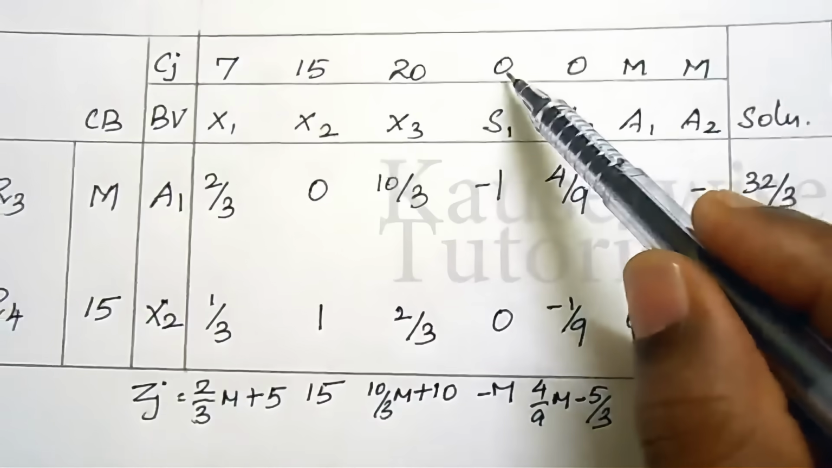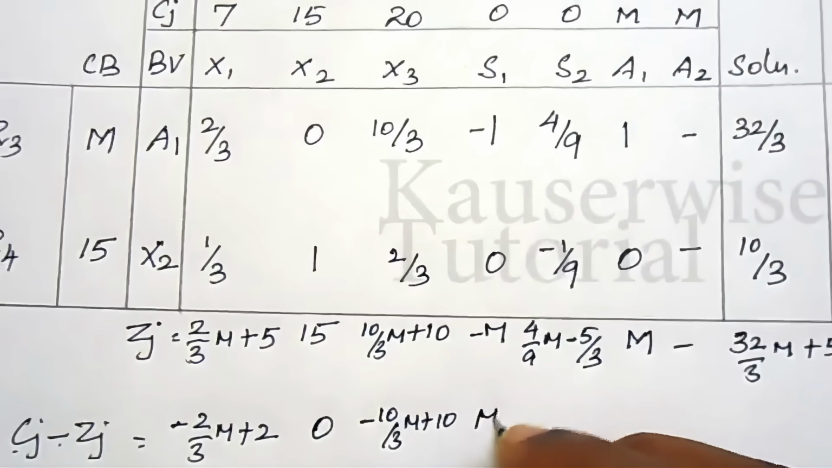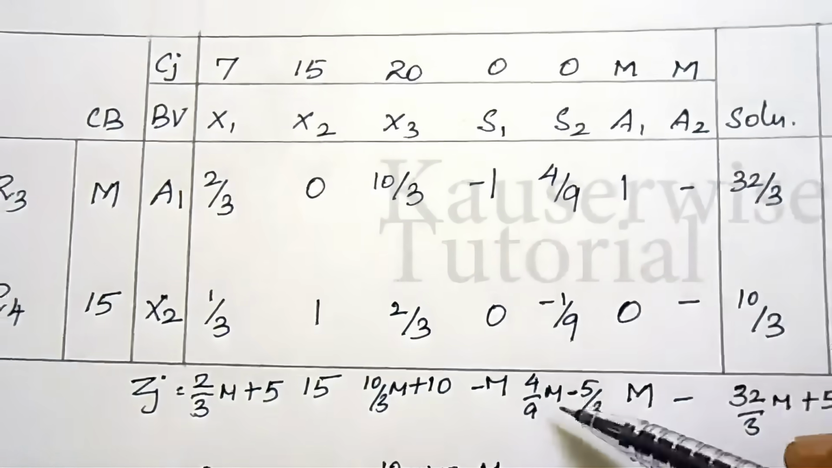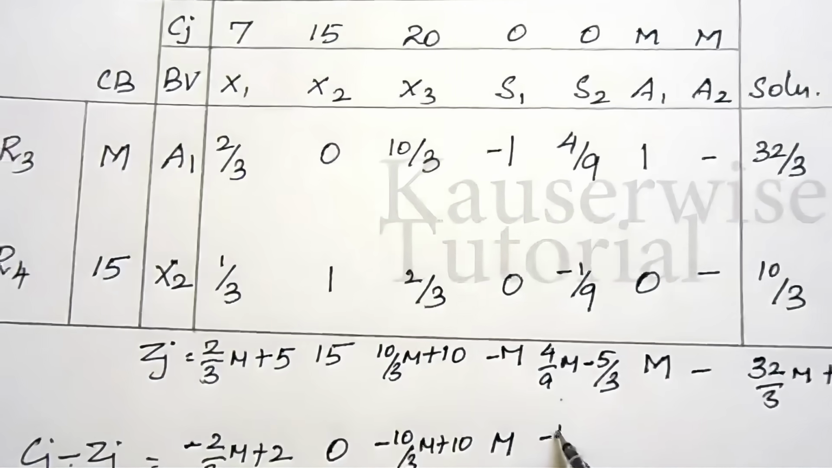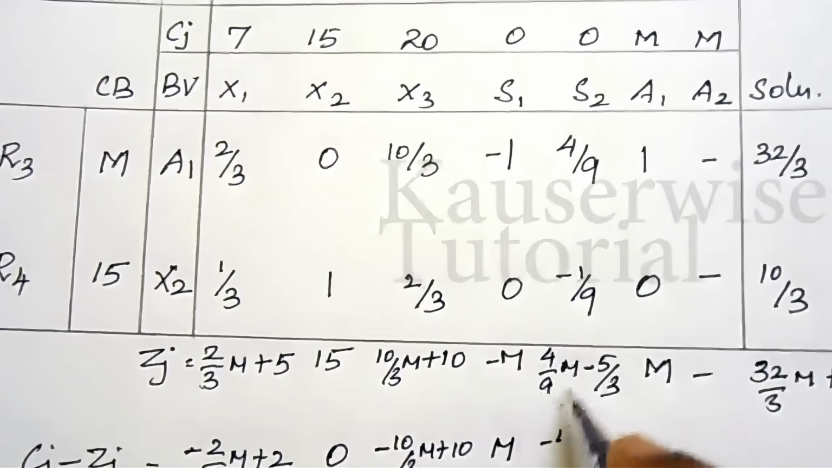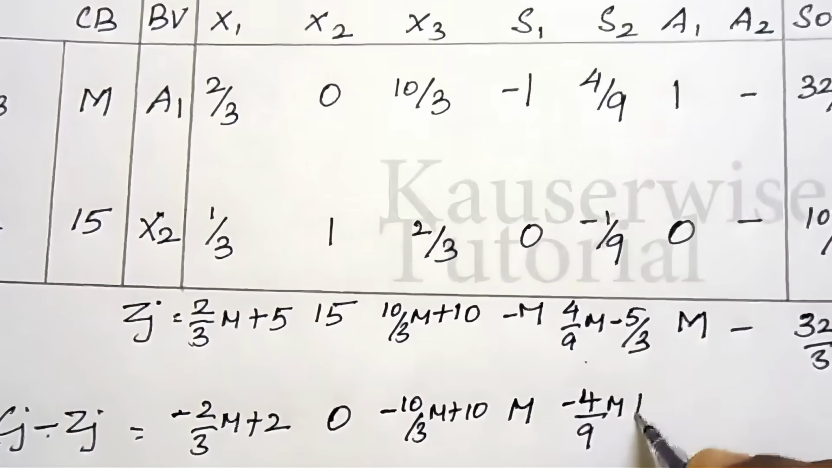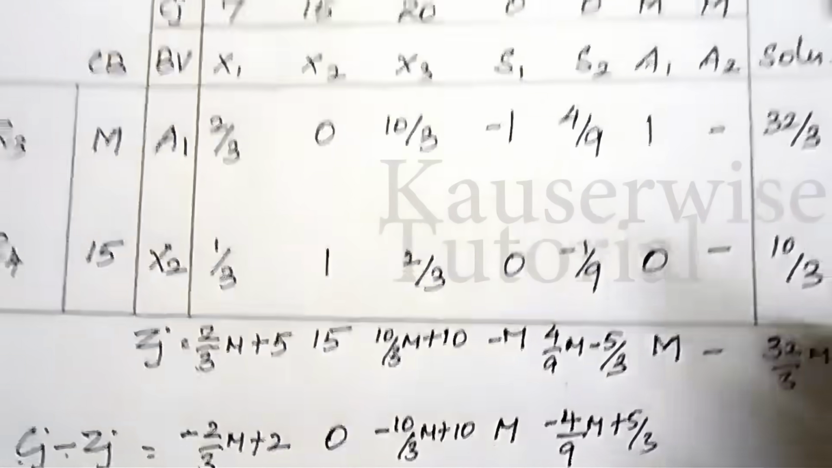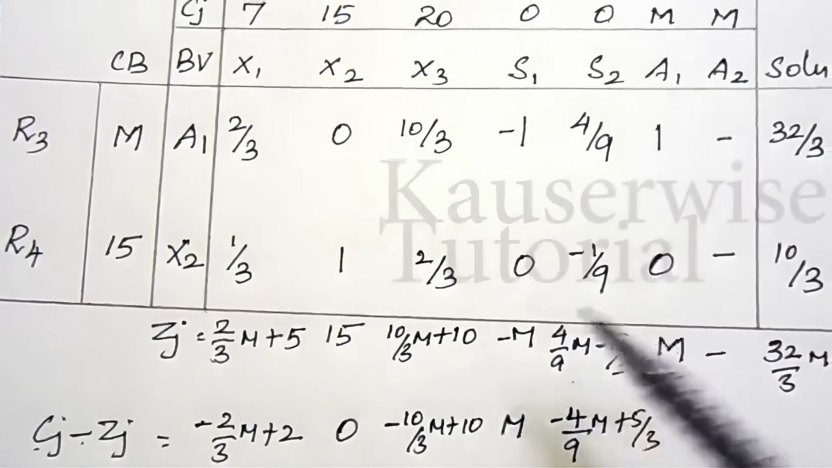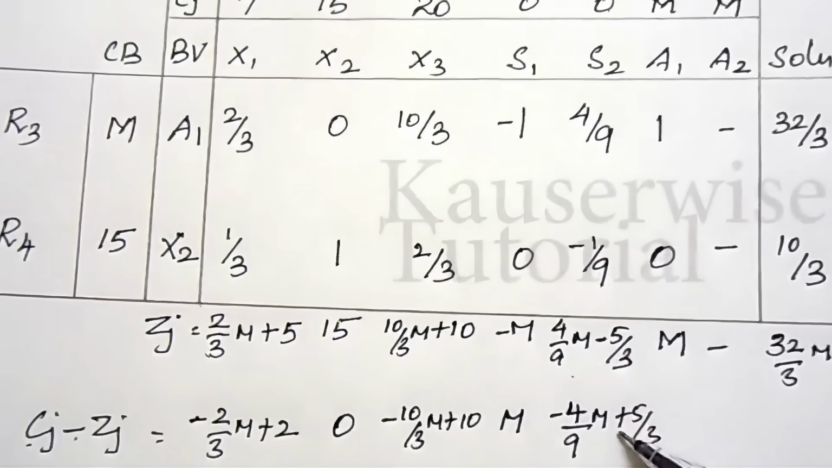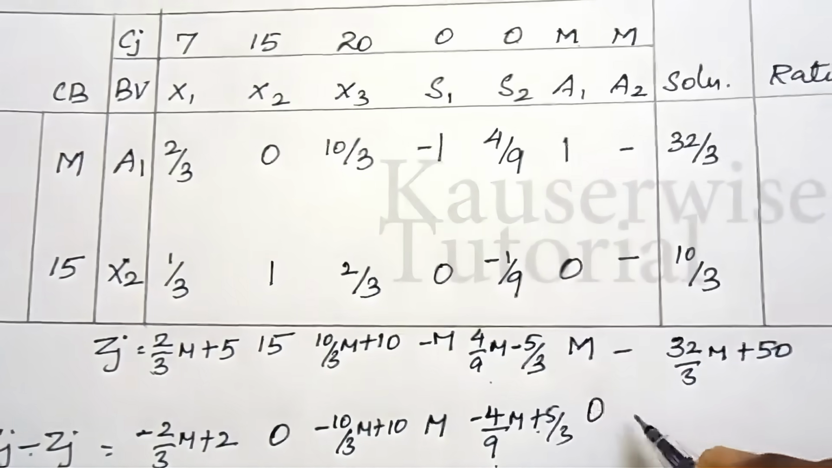The next value is 0 minus M, so we will be getting plus M. Next value, 0 minus 4 by 9M minus 5 by 3. The same thing is applicable here also because we have an M value here. So the answer is minus 4 by 9M plus 5 by 3. Again I repeat, 0 minus 4 by 9M minus 5 by 3. So minus into minus we will be getting plus value. The next value, M minus M, 0.